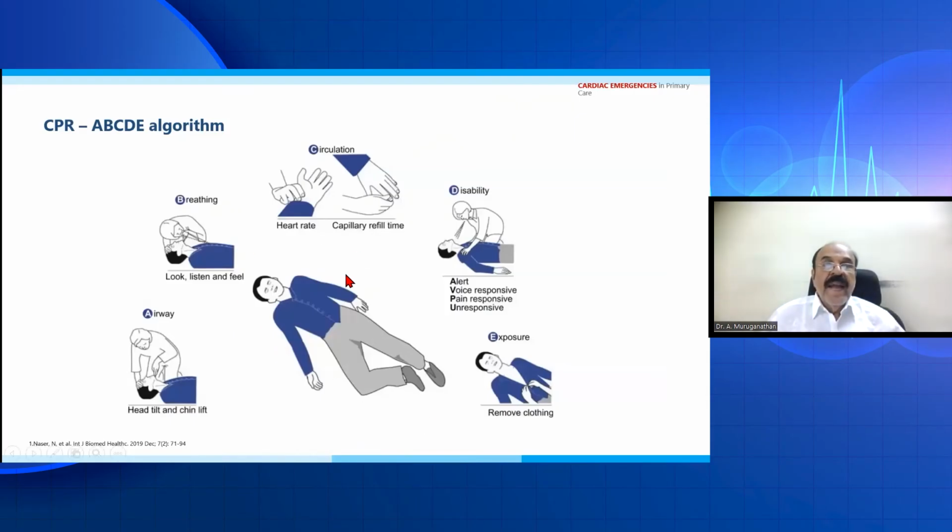This is the diagram. You see the heart rate. Look at the capillary refill time to assess circulation. Disability: alert, voice response, pain response, unresponsiveness. Exposure: remove clothing.